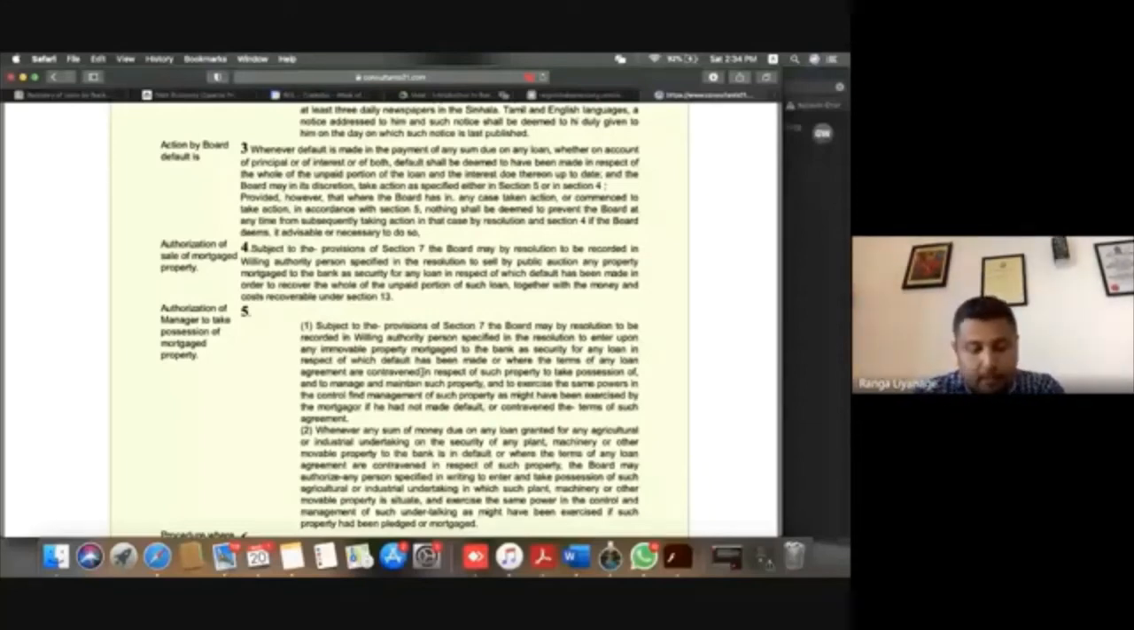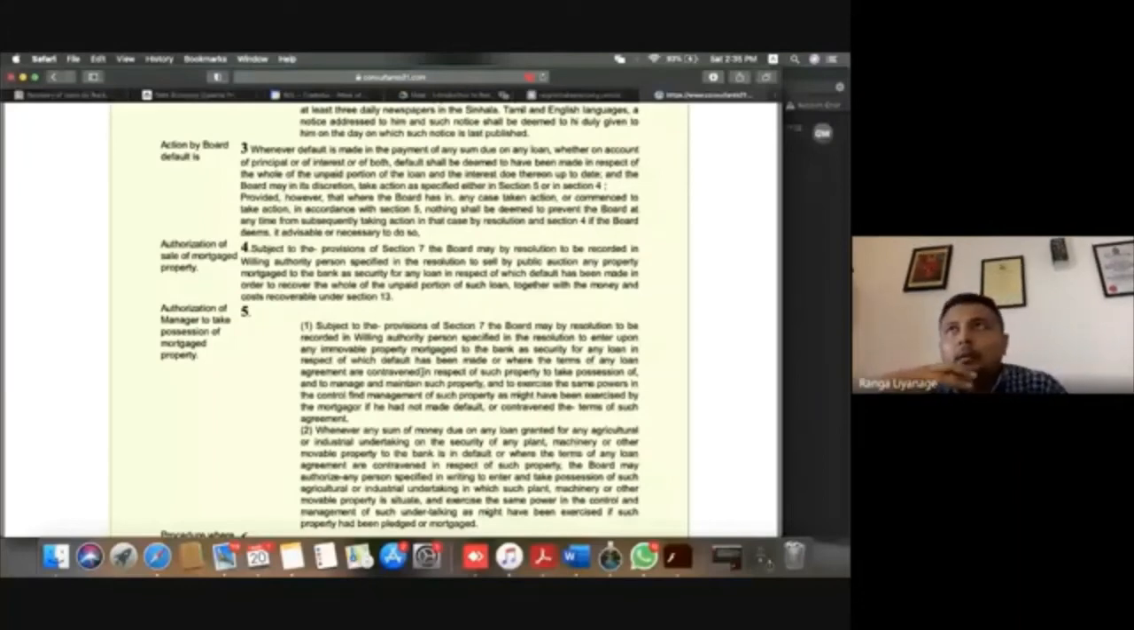Section 5 says, again, subject to the conditions in section 7, the board may by resolution to be recorded in writing authorize the person specified in the resolution to enter into and upon any immovable property mortgaged to the bank as security for any loan in respect of which default has been made, where the terms of any loan agreement are contrary. So basically they have defaulted on the loans, to take control of the management of that property, as might have been exercised by the mortgagor, if he had not made default or contravened the terms of such agreement, right?